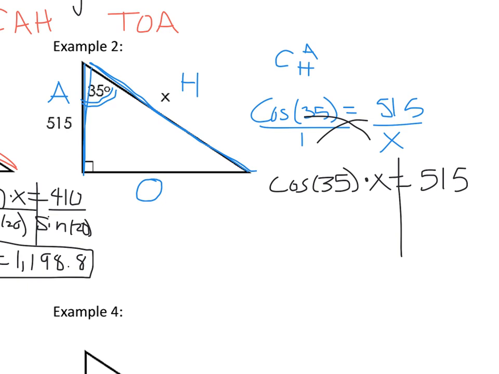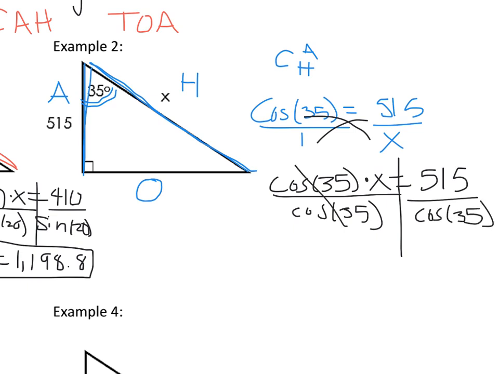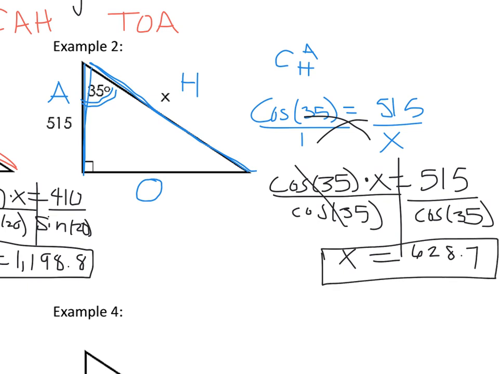Cosine of 35 is just a number, so I can divide both sides by the cosine of 35. I don't type that in my calculator yet. Just write it. Alright, cosine of 35 divided by cosine of 35 is just 1, so I'm left with x equals, now this is the part you type in the calculator, 515 divided by cosine of 35, press enter, you get 628.7. So that is the missing side length here.